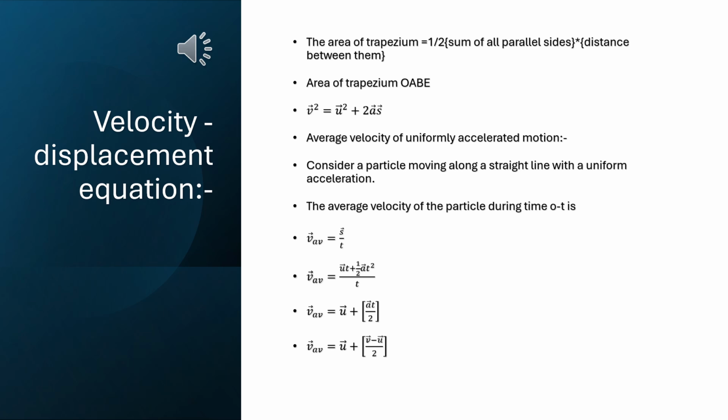Average velocity of uniformly accelerated motion. Consider a particle moving along a straight line with a uniform acceleration. The average velocity of the particle during time OT is: average velocity equals initial velocity plus final velocity, divided by 2, from the given above graph.